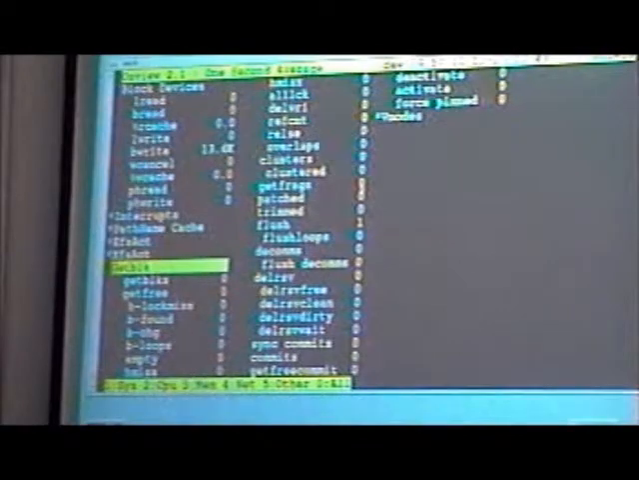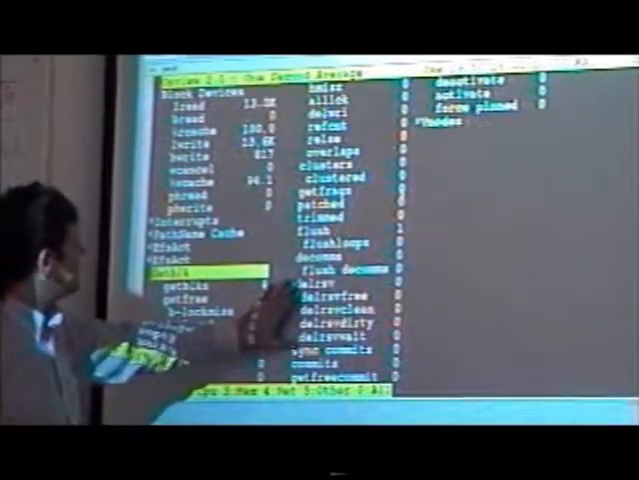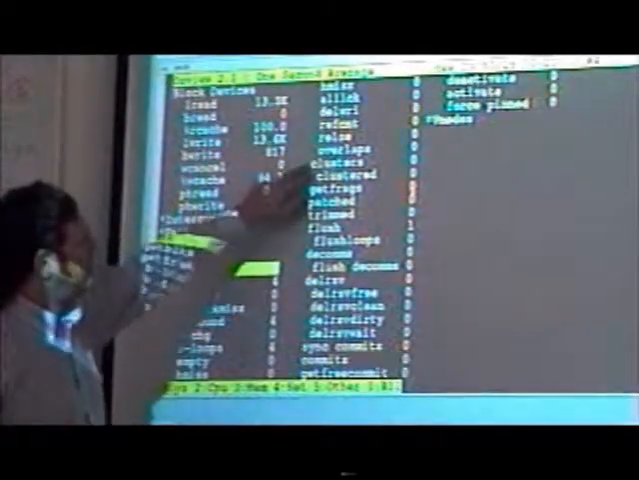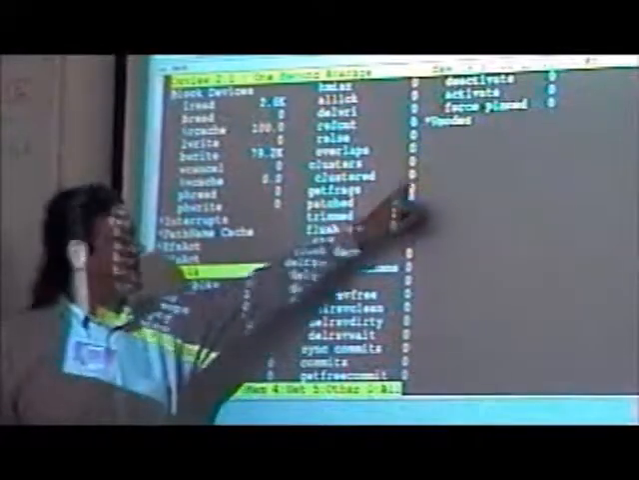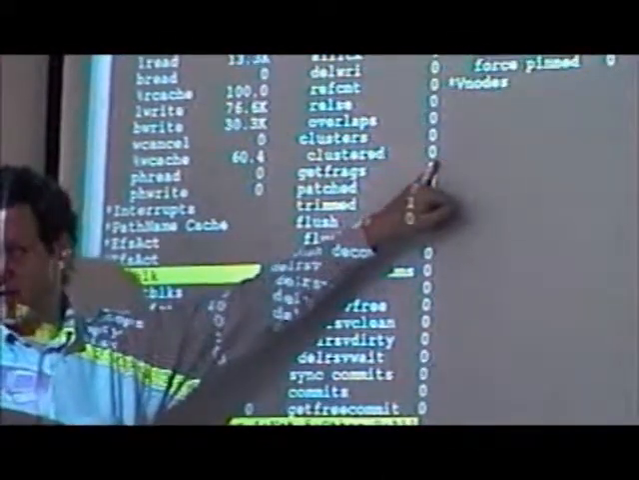Under the file system buffer cache area, we talked about delayed reservations there. Here's my clustering metrics. How many clusters did I try? How many did I actually cluster? I don't have any write data going on in the system right now, so it's not doing anything.